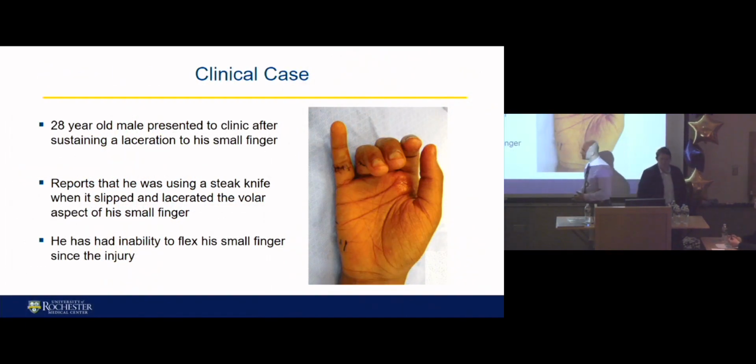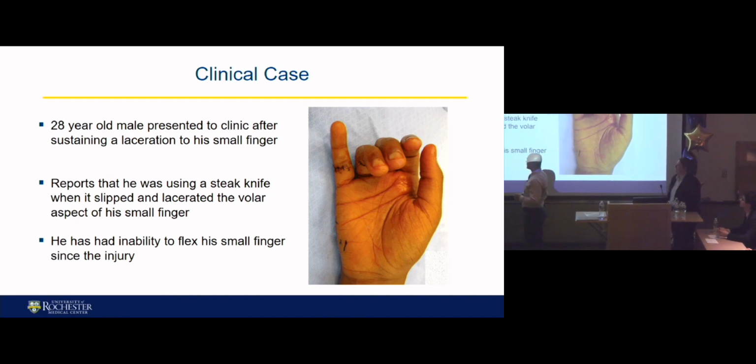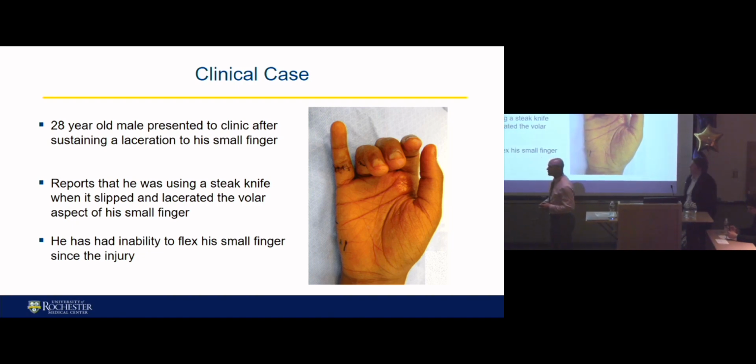Hi, so I wanted to start off by going over a clinical case, and this is one of my patients. This is just to exemplify some of the challenges we see with repair of flexor tendons. And this is a very typical scenario. This is a 28-year-old male who presented to the clinic after sustaining a laceration to his small finger. He was using a steak knife, not to cut avocados in this case, but still, nevertheless, he slipped and lacerated the volar aspect of his small finger.